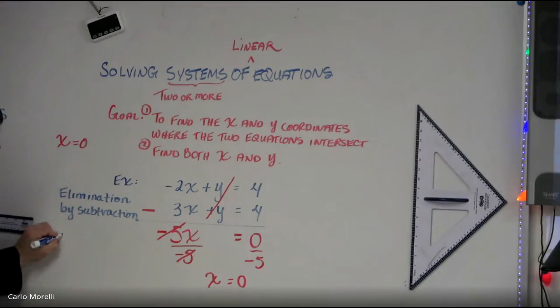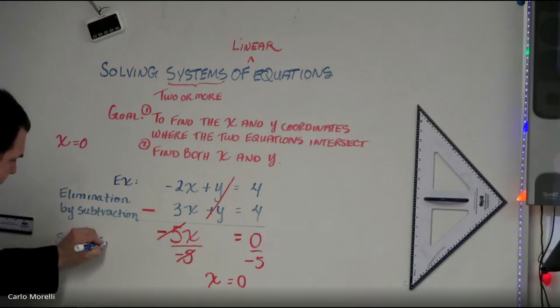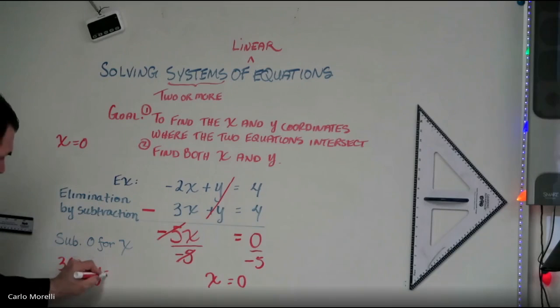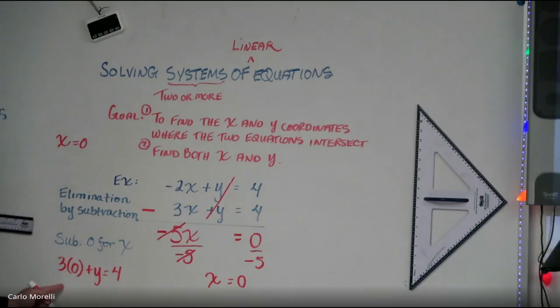I'm going to substitute 0 for x. So instead of writing 3x plus y equals 4, I'm going to write 3 times 0, because x is 0, 3 times 0 plus y equals 4. Well, 3 times 0 is just 0, right? So now I have y equals 4. So now I've learned that x equals 0 and y equals 4.